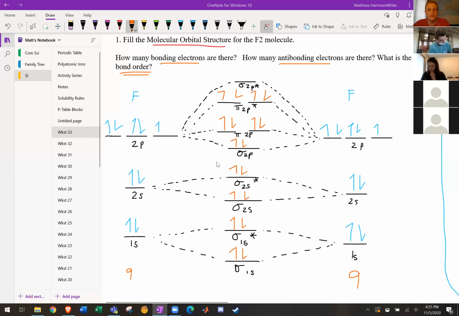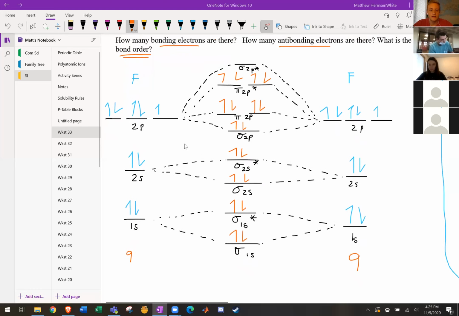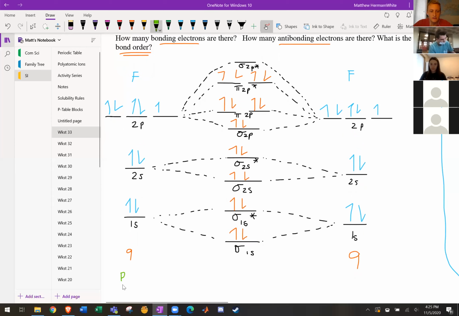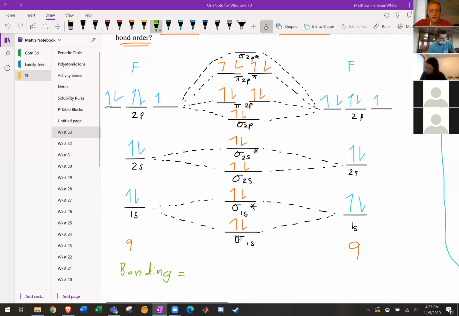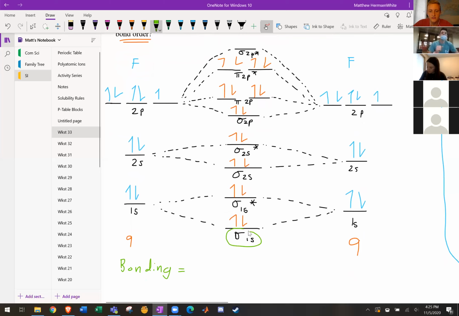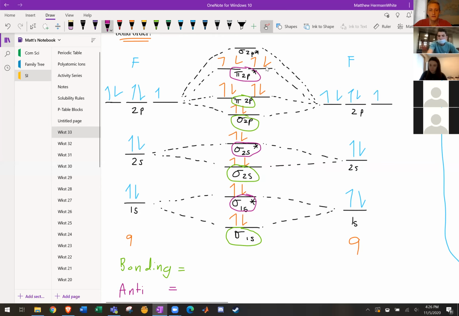So let's start counting the regular bonding and anti-bonding electrons. Okay. So the regular bonding, all you want to do is count up the ones without the stars. So like this one, this one, this one, and this one. All of the arrows in those ones. And then the anti-bonding, what color do I want to do that in? Do a purple. So the anti-bonding, you're going to do the same thing, but you're going to select all of the ones that are in the stars. So just add up all of the arrows in the stars and the regulars.